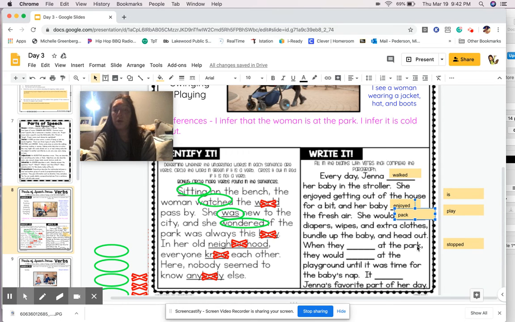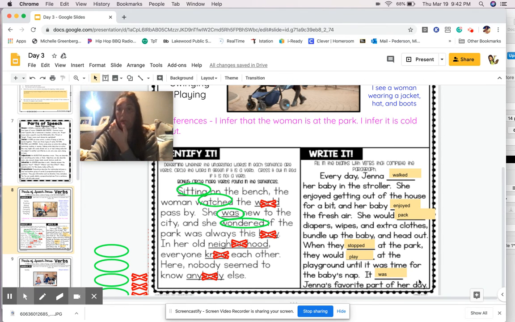When they blank at the park, when they is at the park, when they play at the park, when they stopped. When they stopped at the park, they would blank at the playground until it was time for the baby's nap. So I'm going to say they would play. It is Jenna's favorite part of her day. And actually, this is supposed to be it was.